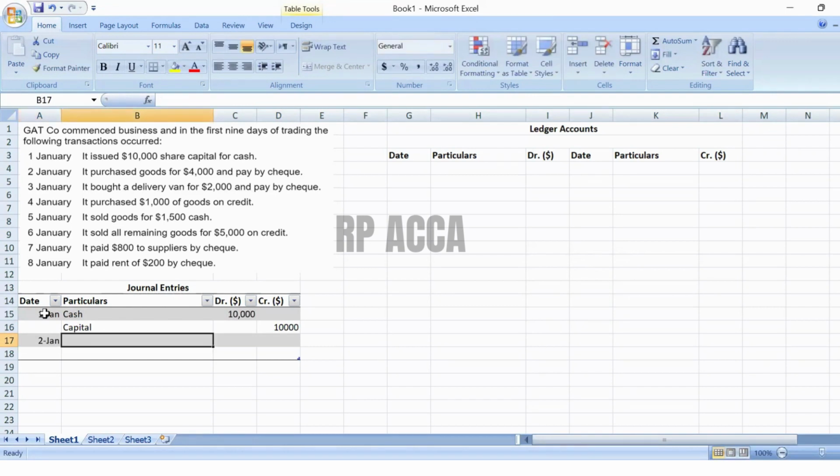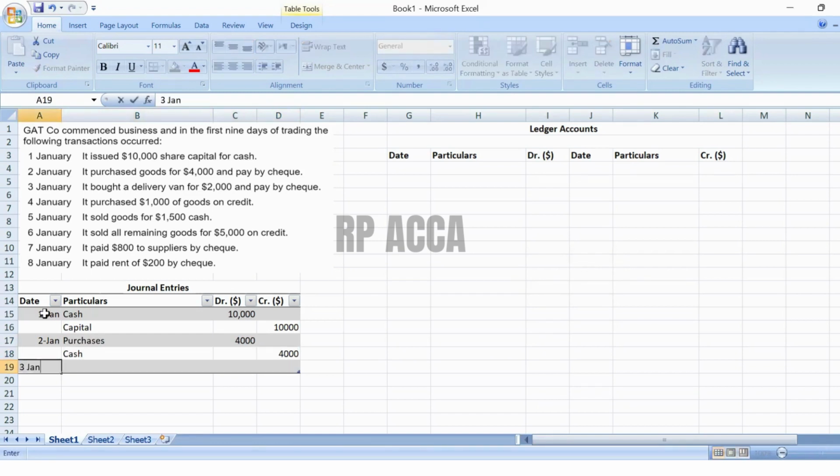On the 2nd of January, we have some purchases for which we have paid through check. In FA paper, we assume that bank transactions goes through in the cash book. So here increase in expenses, which is purchase, is debited, and decrease in cash is credited. On the 3rd of January, we have purchased an asset, a delivery van. So increase in asset is debited and decrease in cash credited.